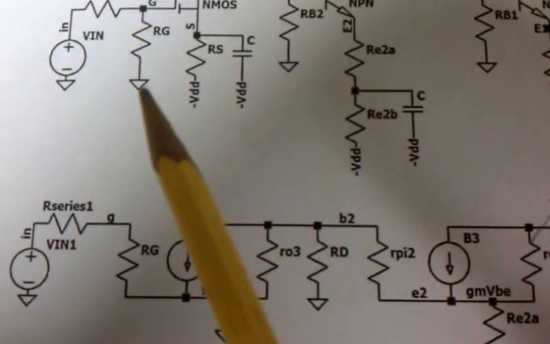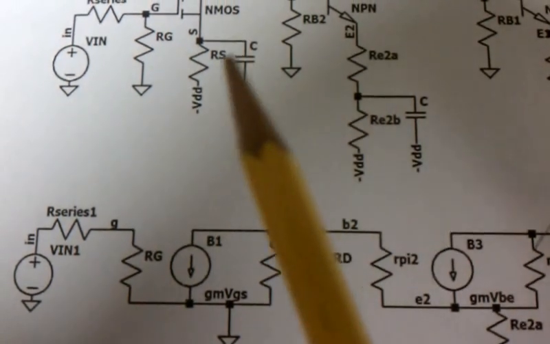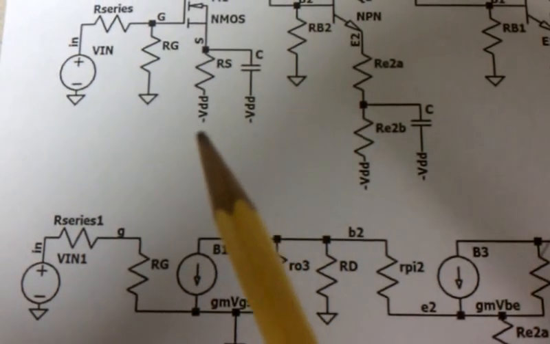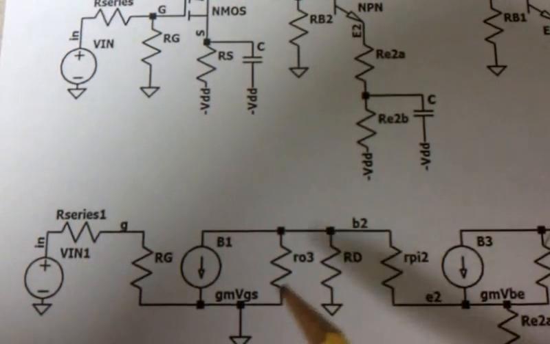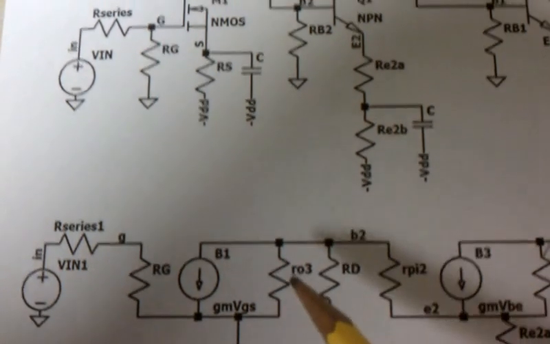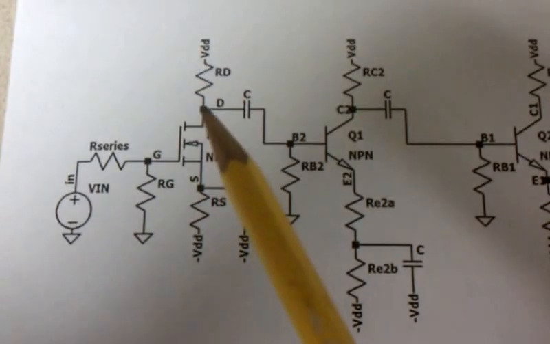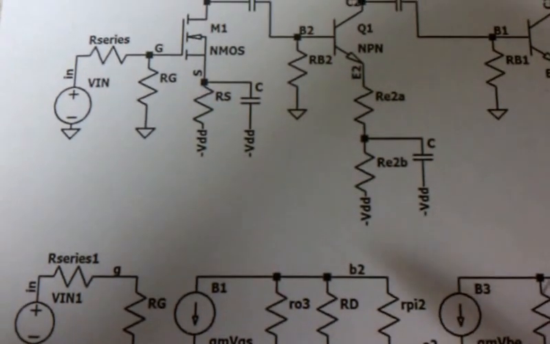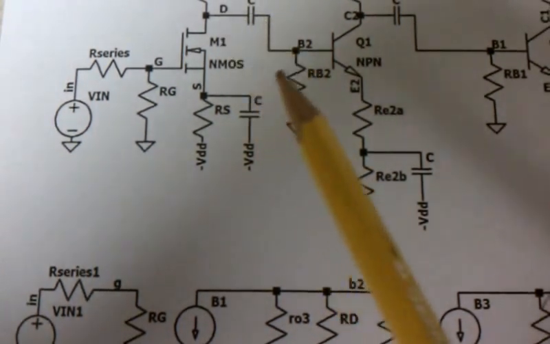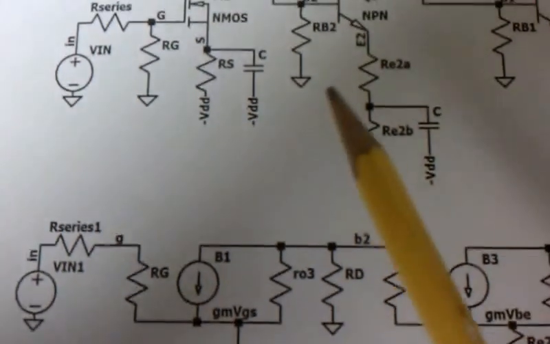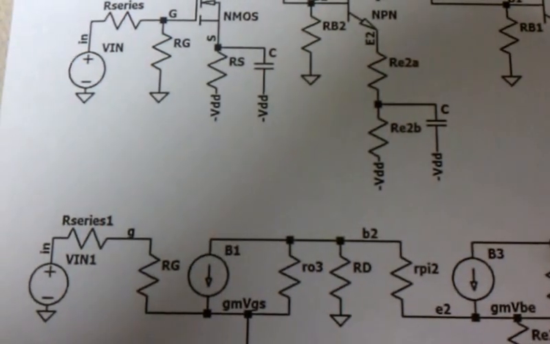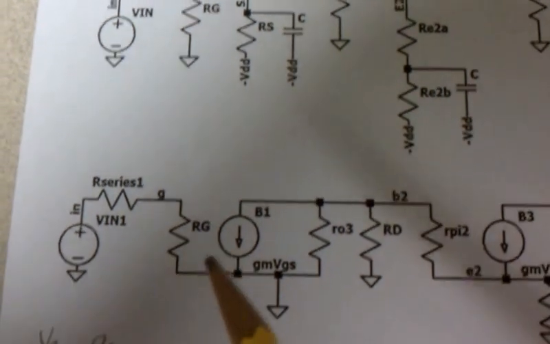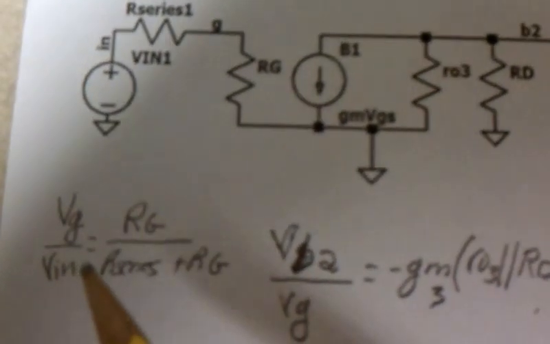The gate to ground, this series resistance is shorted out. The derivative of a constant voltage is 0, so that goes to an AC or a small signal ground. I have an output resistance that's shorted to small signal ground. And then what's new is that this is shorted and that the input of this transistor is now the load of that transistor. And you can see R pi and RE2.